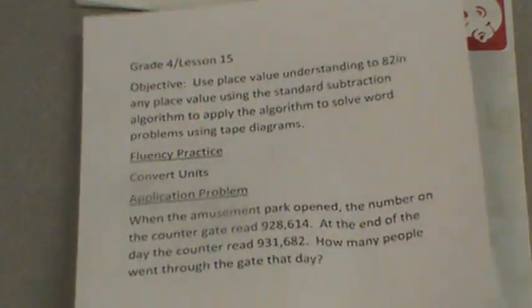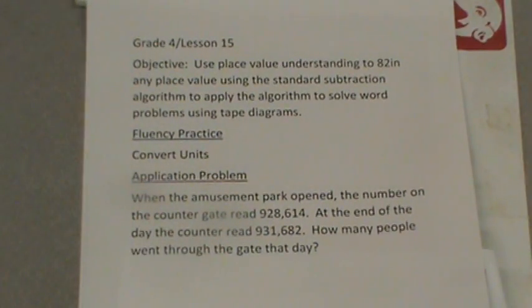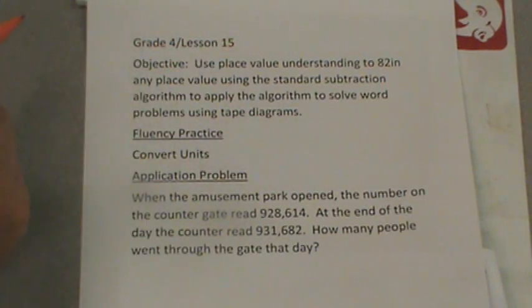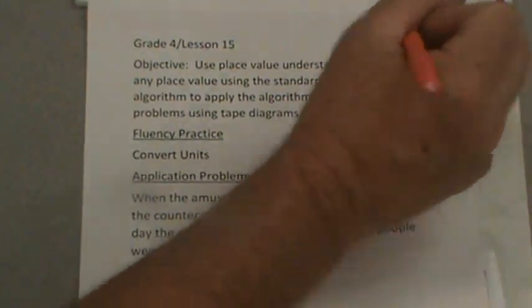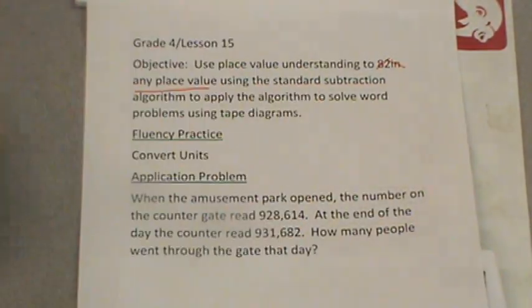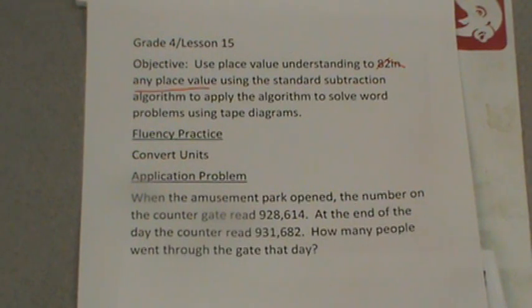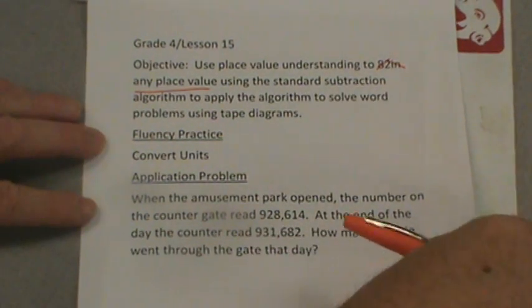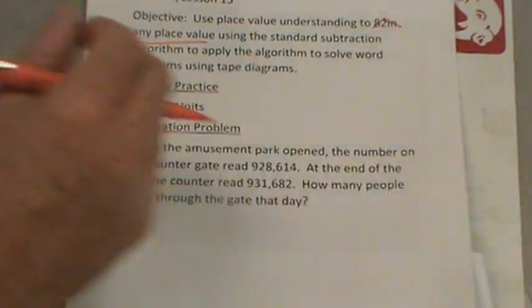Welcome back. You do not have this. Unfortunately, the copier is still broken, so you do not have this. What you do have is scratch paper. So I don't want you writing down the problem, just writing down the solutions, okay? So today we're going to use place value understanding to any place value. So it's a lot. Using a standard subtraction algorithm to apply the algorithm to solve word problems using our favorite tape diagrams. The first thing we're going to do is convert units. And you can do this on your scratch paper.